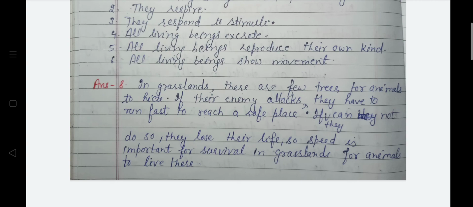Explain why speed is important for survival in the grasslands for animals that live there. In grasslands, there are few trees for animals to hide. If their enemy attacks, they have to run fast to reach a safe place. If they cannot do so, they lose their life. So speed is important for survival in grasslands for animals that live there.